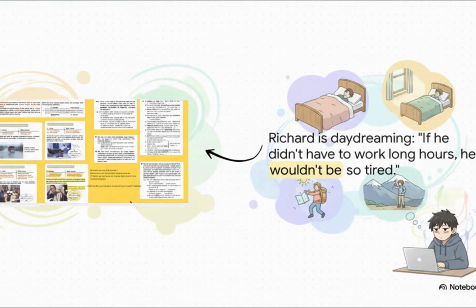Let's take a look at Richard here. In reality, he does work long hours, and he is exhausted. But in his mind, he could invent a whole new reality. If he didn't have to work such long hours, he wouldn't be so tired. It's not real, but for a second, he can imagine it. And that, right there, is the magic of type 2.